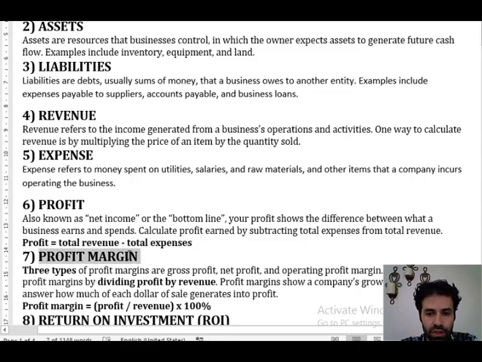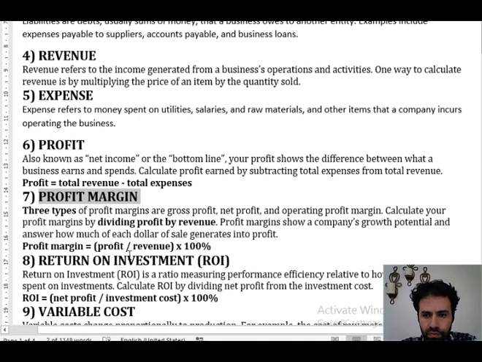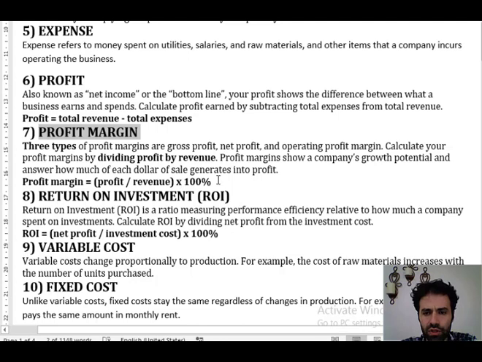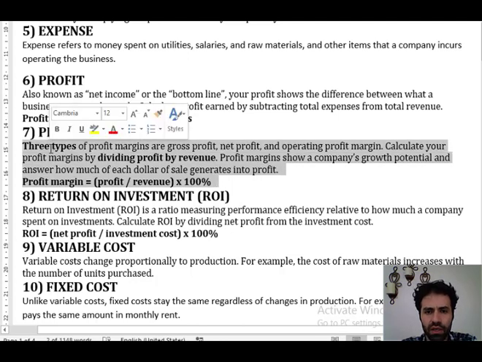What is profit margin now? You can read the definition yourself, it's not that hard.